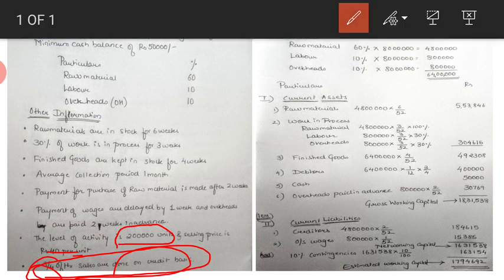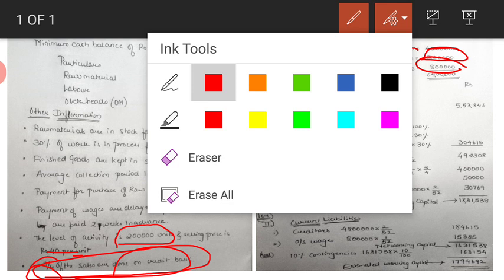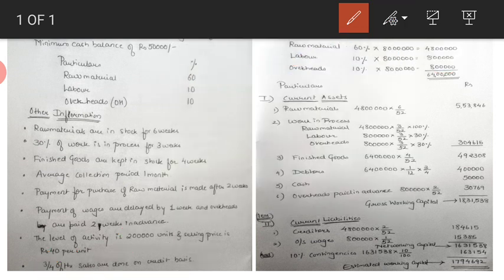So how do we calculate that? First is raw material. So total sales is 80 lakhs, out of which 60% is raw material. So 60% of 80 lakhs, that is 48 lakhs, becomes your total raw material cost. Second is labor, which is 10%. So 10% into 80 lakhs again becomes 8 lakhs. So 8 lakhs is your total labor cost, and overheads is also 10%. So 8 lakhs again becomes your total overhead cost.